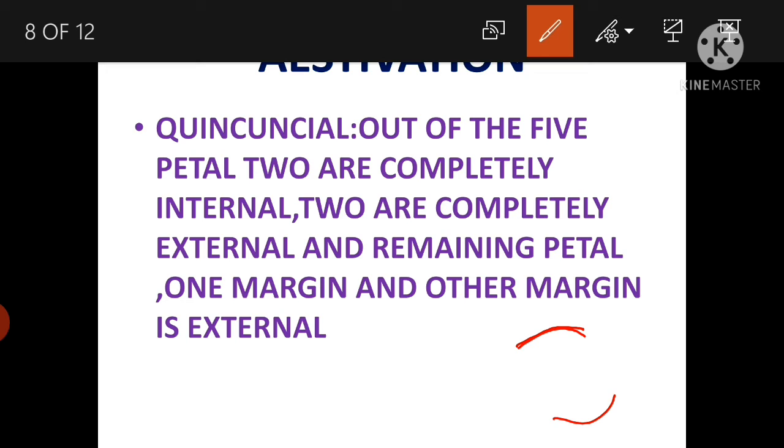The other 2 will be internal, and one has its margin internal and the other has its margin external. So here you can see that the 2 interior ones will be overlapped, and the other one is both external and internal. This type of aestivation you can see in the quincuncial.